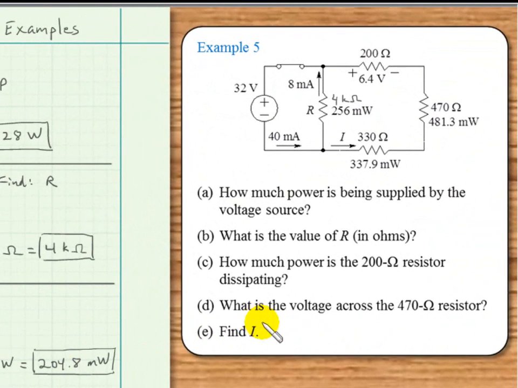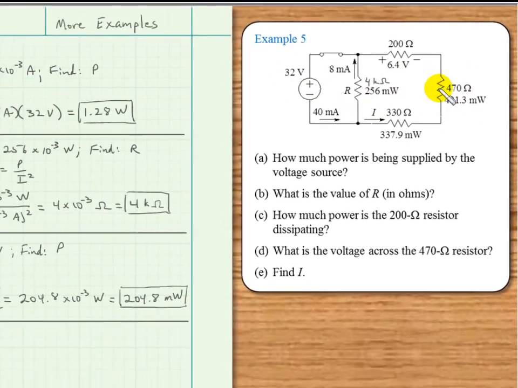In part D, we are asked, what is the voltage across the 470 ohm resistor? Here's the 470 ohm resistor, and we're asked for a voltage across that resistor. A common mistake would be to grab some available voltage from elsewhere in the circuit and try to apply it to our component. So a common mistake would be just to write down 32 volts. But the 32 volts is associated with this component and not with our component. So when we do calculations involving our component, we want circuit variables that relate to our component.